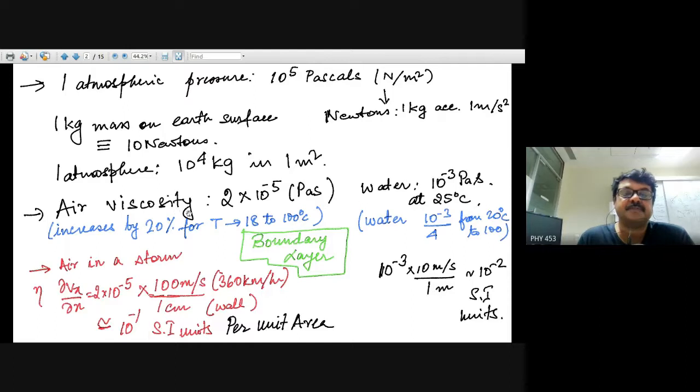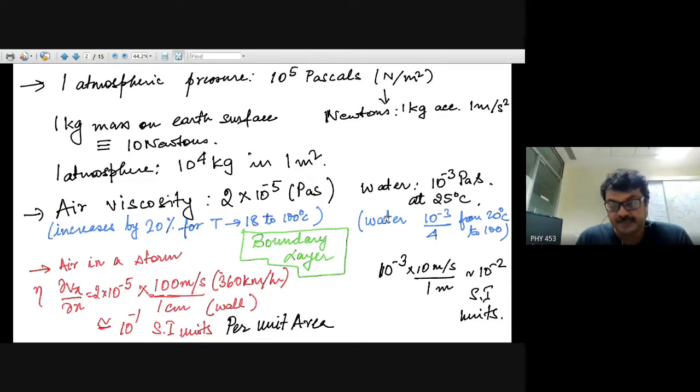remembering the air viscosity, which is 2 into 10 to the power minus 5 pascal seconds. And the water viscosity is essentially 50 times more than that of air, around 10 to the power minus 3 pascal second. Pascal second is the SI unit for viscosity. And note that I also mentioned the temperature. So these numbers are valid at around 20 to 25 degrees centigrade.